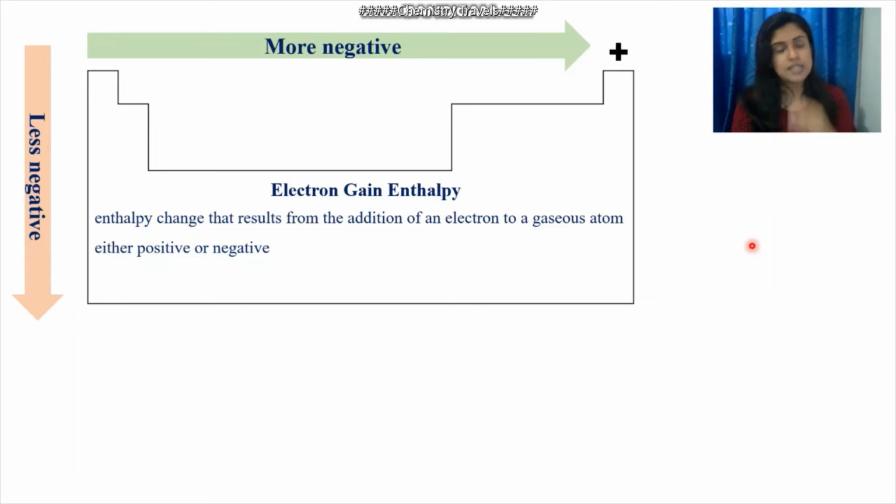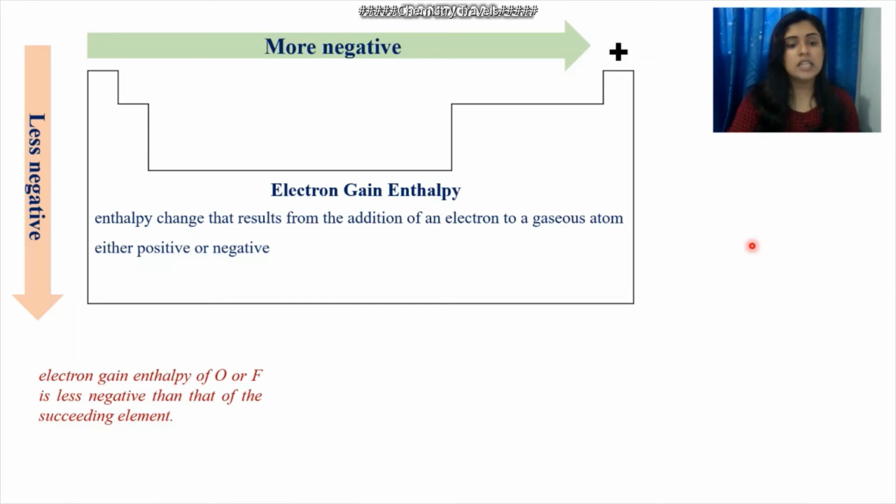But otherwise, from left to right, the electron gain enthalpy becomes more and more negative up to the halogens. And if you move within a group, from top to bottom, we can see that the electron gain enthalpy becomes less and less negative. Now, if you look into the electron gain enthalpy of oxygen or fluorine, you can see that it is less negative than their succeeding elements like sulfur or chlorine.